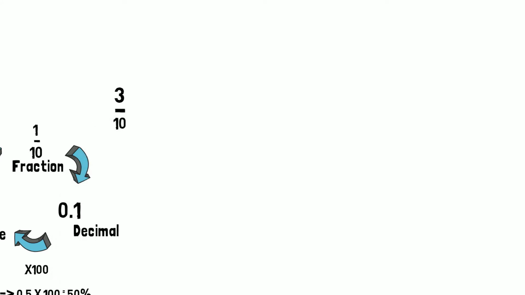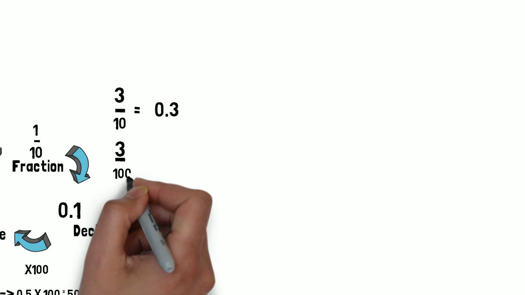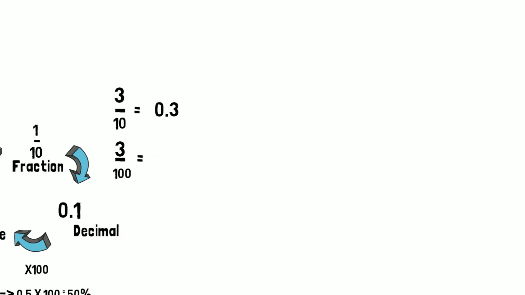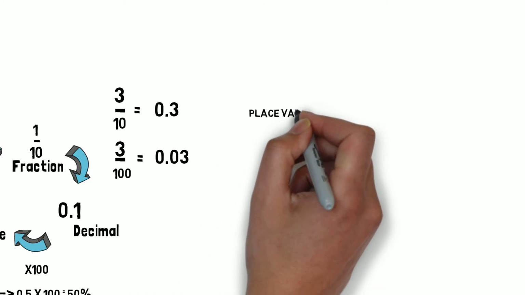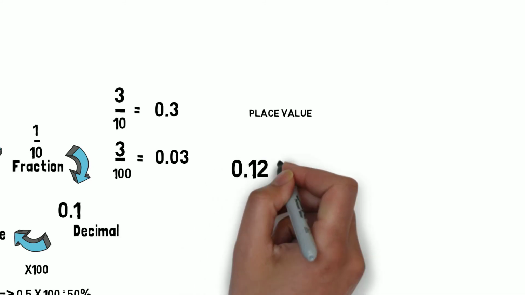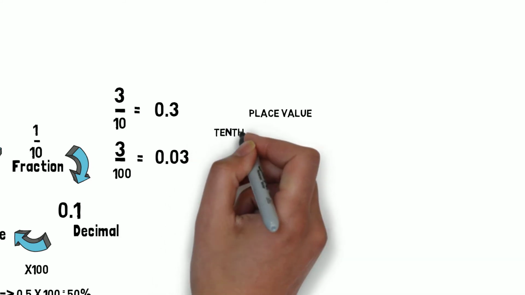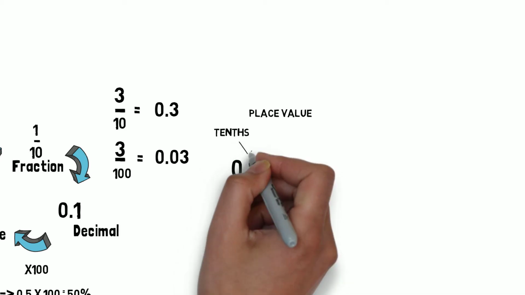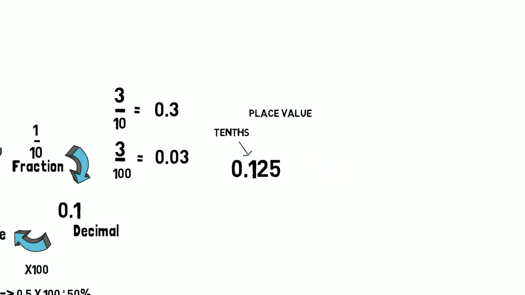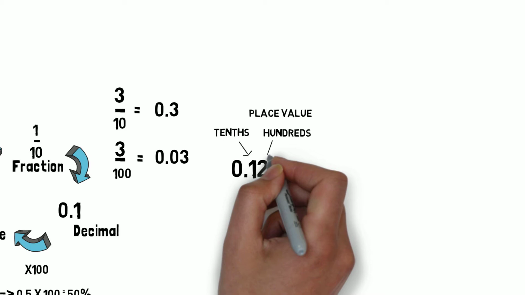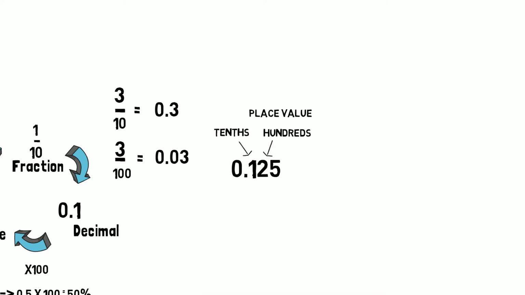Last one, fraction to decimal. Let me show you 2 examples. 3 over 10 is the fraction, and our decimal is 0.3. 3 over 100 is 0.03. Here the idea of place value becomes very important. I have another video where I talk about place value, so check that out to make sure you're really confident with this. Let's have a look. We have a decimal of 0.125. The first number after the decimal point is the 10th position. The second number is the 100th position, and the third number is the 1000th position.